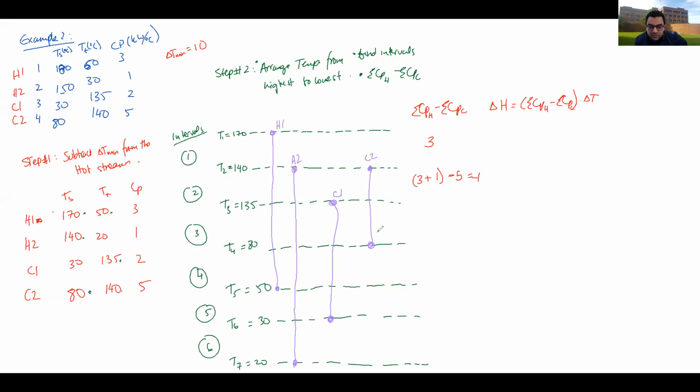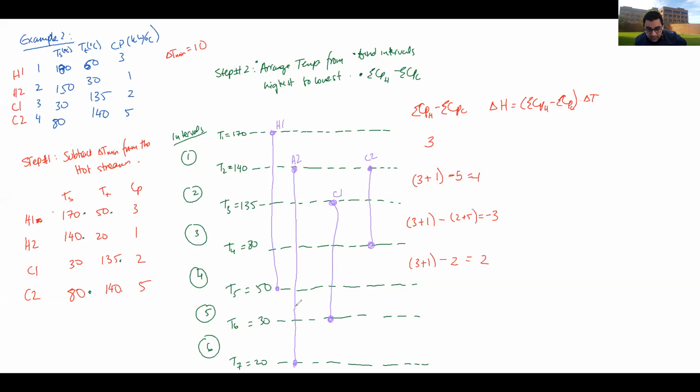Okay, let's look at this interval right here. CP hot, I have the two hot streams, 3 plus 1, and I have the two cold streams as well, minus 2 plus 5, so this is 4 minus 7, minus 3, right? Let's look at this interval. I have both hot streams as well, 3 plus 1 minus C1 only, and C1 is 2. So now here we have the 2.